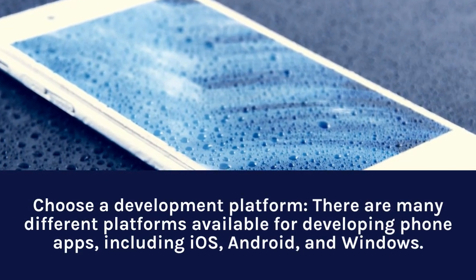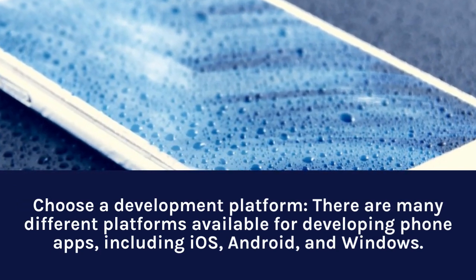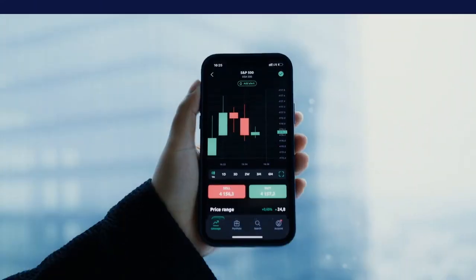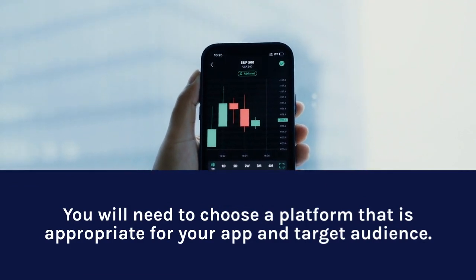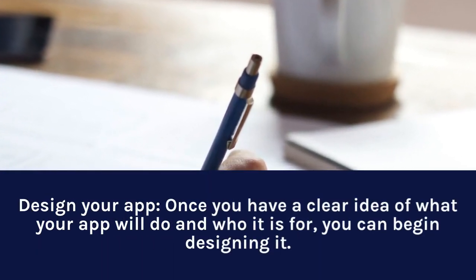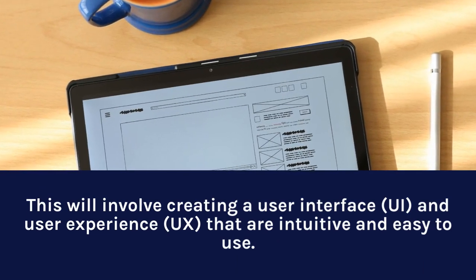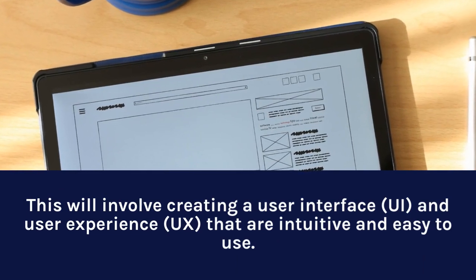Choose a development platform. There are many different platforms available for developing phone apps, including iOS, Android, and Windows. You will need to choose a platform that is appropriate for your app and target audience. Design your app. Once you have a clear idea of what your app will do and who it is for, you can begin designing it. This will involve creating a user interface, UI, and user experience, UX, that are intuitive and easy to use.